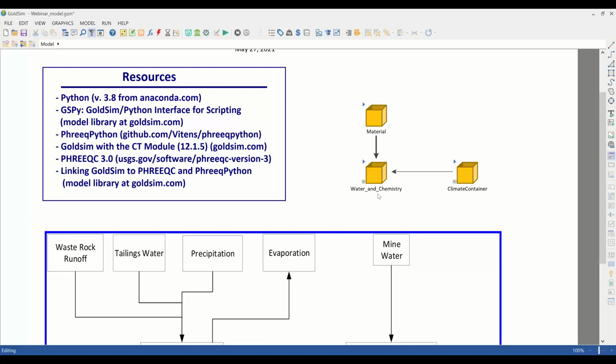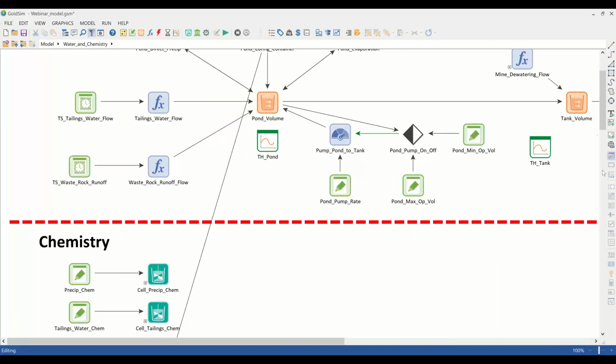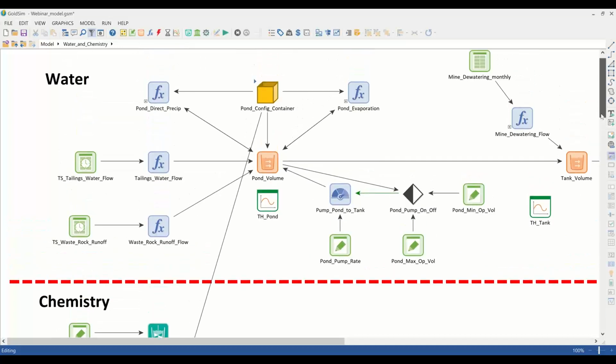And next, I will go into this container called water and chemistry. And I've combined both the water balance here and the chemical balance, which is something I probably would not normally do. I'd probably put them in different containers, but for this example, it's kind of nice to see the connections between the water balance and the chemical balance.